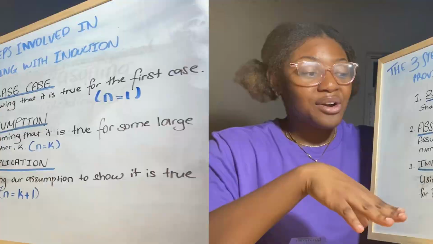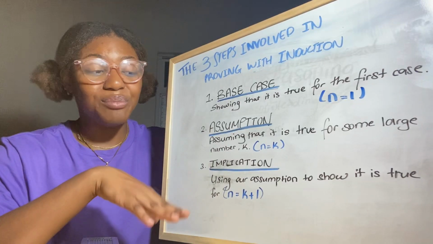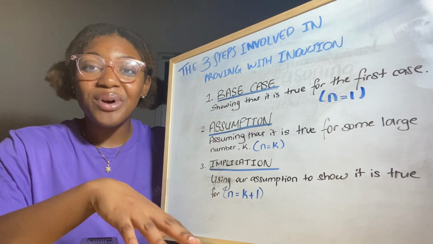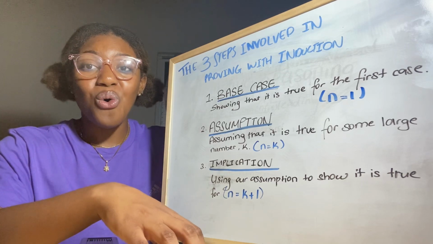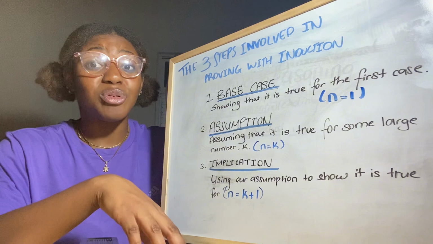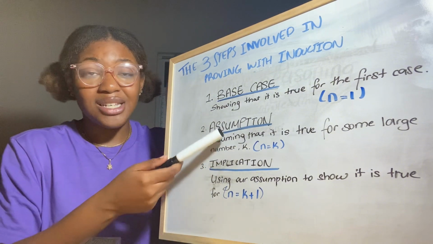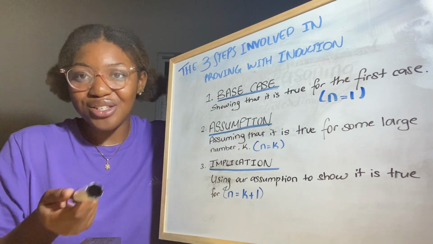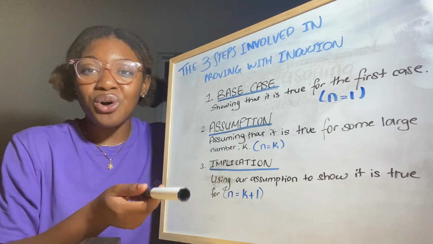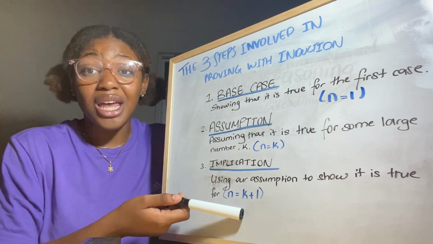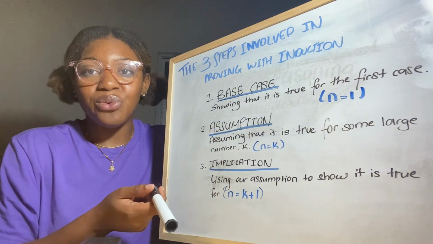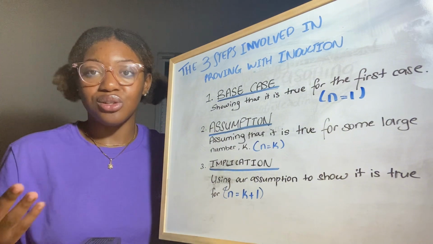That's all we're doing. And our final step, the third step, is the implication case. This is where we're using our assumption to show that it's true for n equal k plus 1. Since we assume that it's true, we're going to take it and show that it's true for n equal k plus 1. And by doing that, we can make our general conclusion.